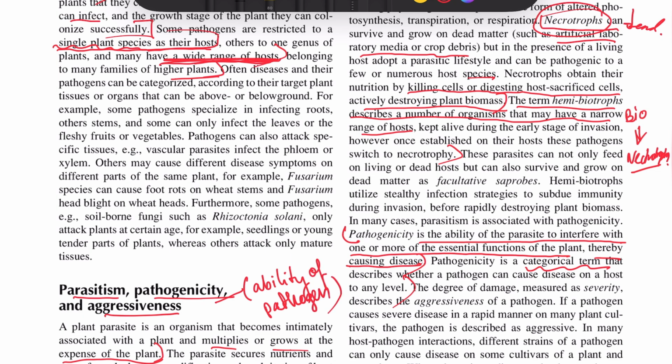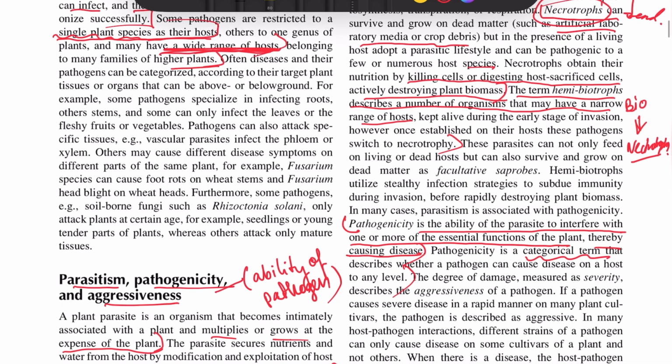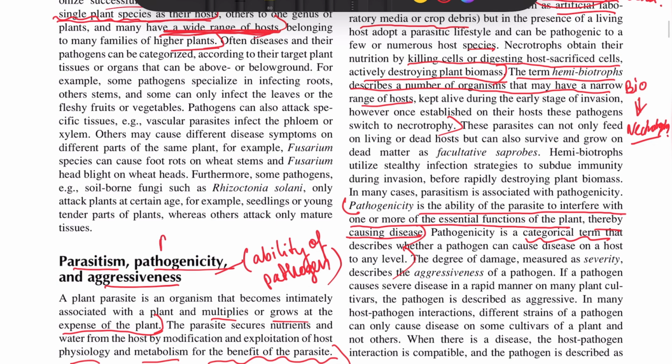And this is a process of disease. One more term is there, pathogenesis. That is the method, the mechanism, or the process by which a pathogen causes disease. But the ability of a pathogen to cause disease is pathogenicity.